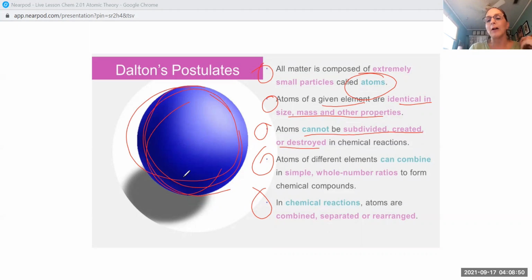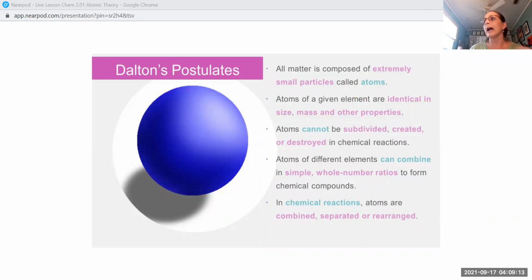And then he talked about how they combine in simple whole number ratios in chemical compounds, and how they react. When they react, the atoms rearrange and form new compounds. But you can't make something out of nothing. Usually you have to start with something and then they rearrange and make something else. These are Dalton's postulates, and they're pretty spot on, quite honestly. He actually did a really good job.